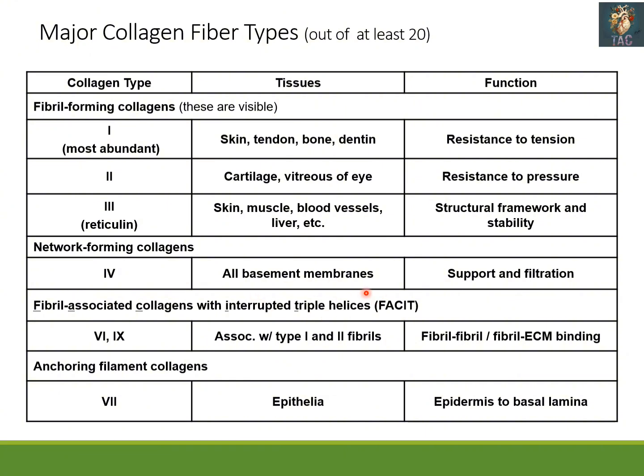Then types 6 and 9 are associated with type 1 and type 2 fibrils. They attach the fibers to the extracellular matrix. And type 7 are also called anchoring filaments. They are present in epithelia, and they attach the epidermis, the basal lamina, to the reticular lamina.